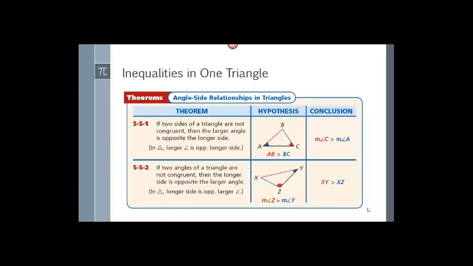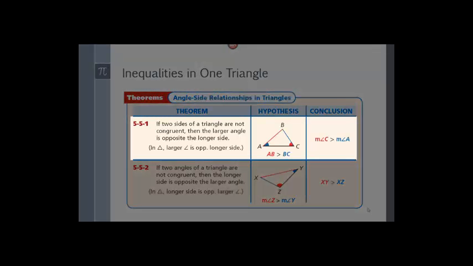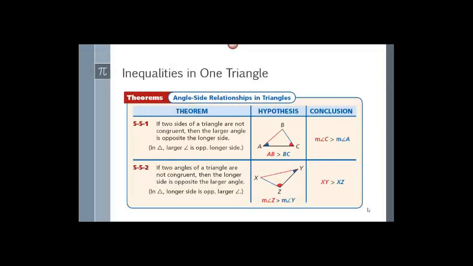If we're looking at a single triangle, we say that if two sides of a triangle are not congruent, the larger angle is opposite the longer side. That's a relationship we've touched on here and there, we just haven't been formal about it. So now we're going to formally say that in a triangle, when we have two non-congruent sides, the larger angle is opposite the longer side. And likewise, the converse is true. If two angles are not congruent, the longer side is opposite the larger angle.